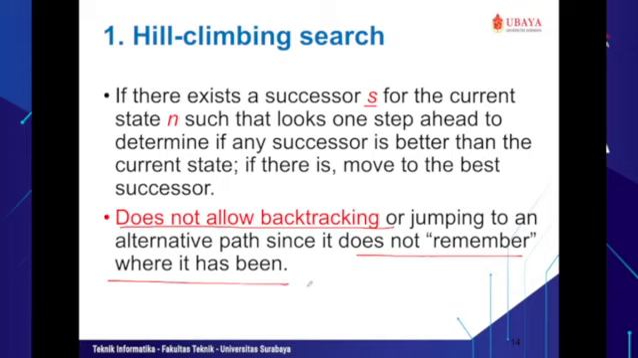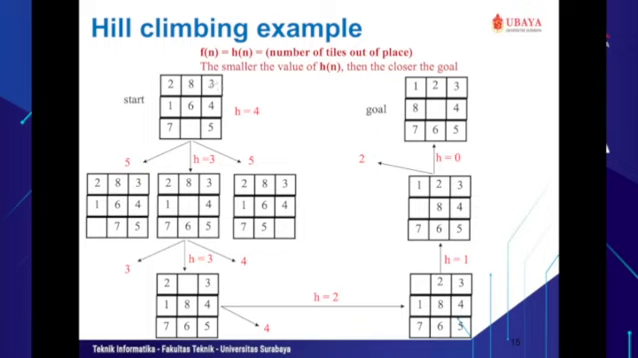Okay, let's see an example of this hill climbing search algorithm. Let's see how to solve this 8-puzzle with hill climbing. First of all, before we begin the search, we must define what the heuristic function is that we are going to use. In this case, the heuristic function is the number of tiles that are out of place. The smaller the value of h(n), the fewer tiles are out of place, which means we are closer to our goal.